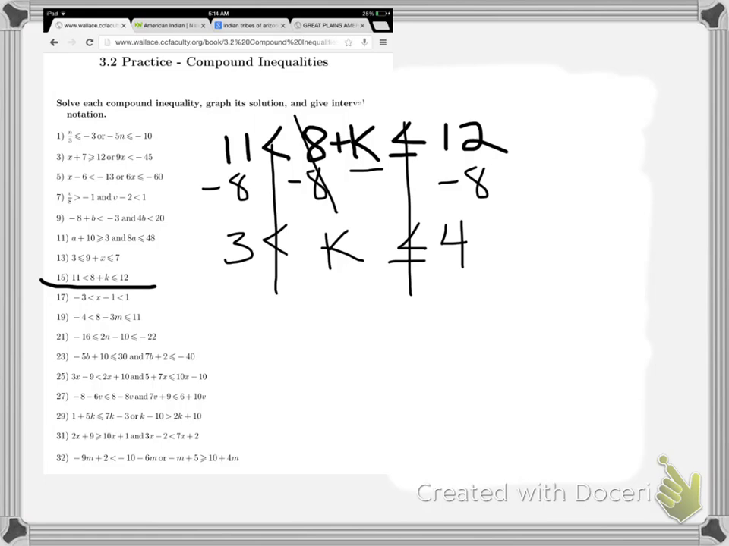Now, what would be easier for me to do? Graph it? I love graphing them when they look like this. Because think about it, guys. K stands for all the values that fall between 3 and 4. That's what K is. That's why K is in the middle.